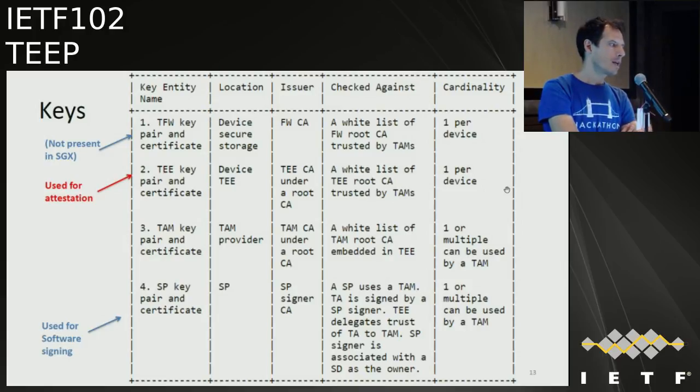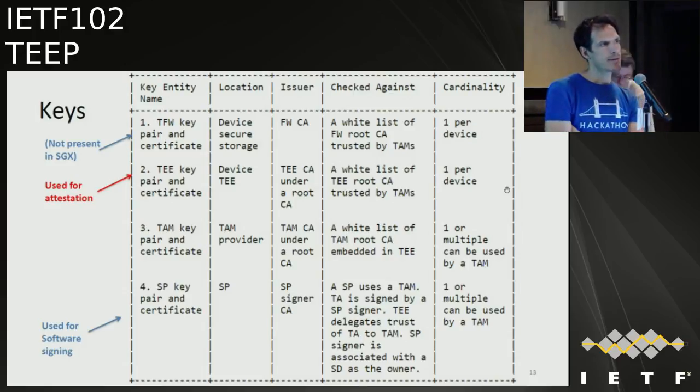I also think that we need to make sure that the cardinality here is correct as well, because if we have multiple devices, we might have multiple TEE keys, but it's also possible that a TEE may have multiple attestation keys in order to provide anonymity. Right.